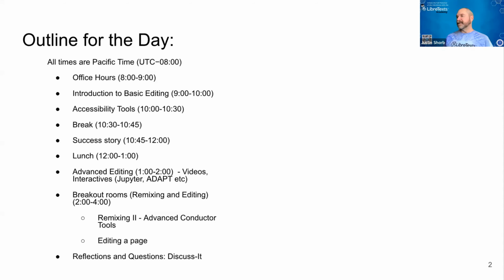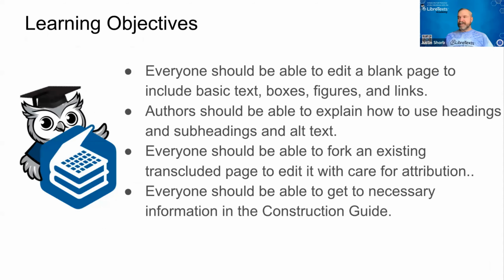So the learning objectives for my talk are going to be: everyone should be able to edit a blank page to include some basic text, boxes, figures, and links. Authors should be able to explain how to use headings and subheadings and alt text. Everyone should be able to fork an existing transcluded page to edit it with care for attribution. And everyone should be able to get to necessary information in the construction guide so you can follow up later with some extra help.